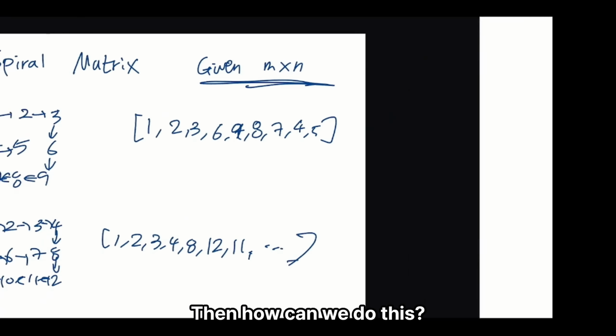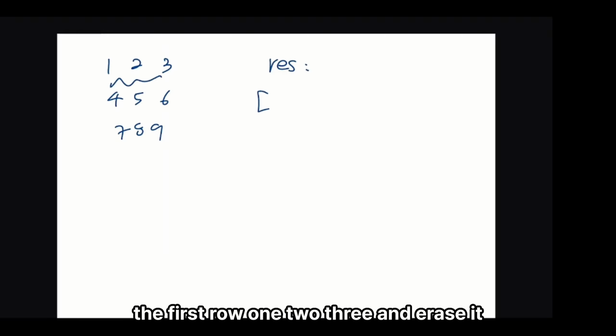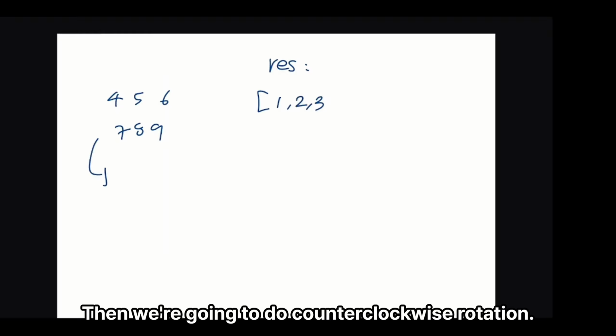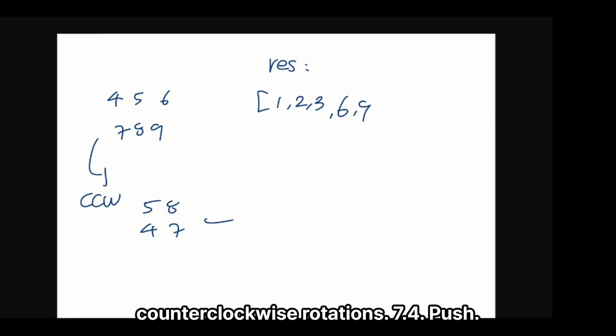Then how can we do this? What we can do is follow this sequence: 1, 2, 3, and we're going to create the result vector. We're going to push the first row 1, 2, 3, and erase it. Then we're going to do a counterclockwise rotation. And then we're going to push the first row and erase it.